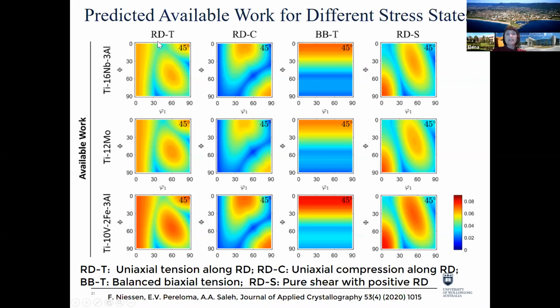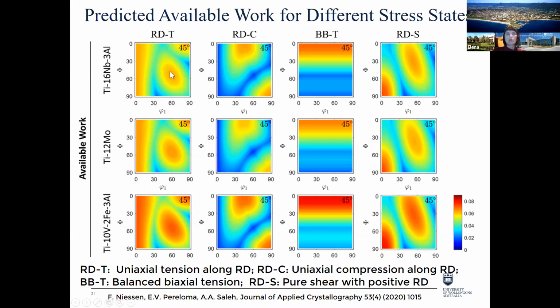So it's similar for the alloy for different compositions. We have slight difference in intensity, and we could see that martensite transformation will be here for titanium, vanadium, iron, aluminium, probably the highest available work values. You could see intensity colors is much higher here, while for titanium, molybdenum, it's even less than for titanium, 16 niobium, 3 aluminium.